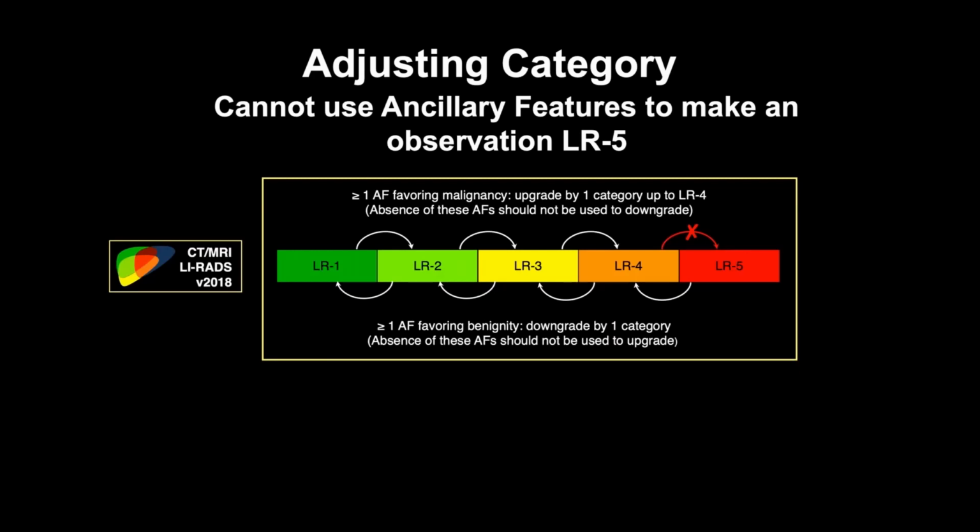So let me just say that one more time. You cannot use ancillary features to upgrade an observation to LI-RADS 5 if the major features did not categorize it as such. Furthermore, the lack of these features should not be used to adjust categories. For instance, one of the ancillary features that suggests malignancy in general is restricted diffusion. If an observation does not have restricted diffusion, it should not be downgraded simply because of its absence.